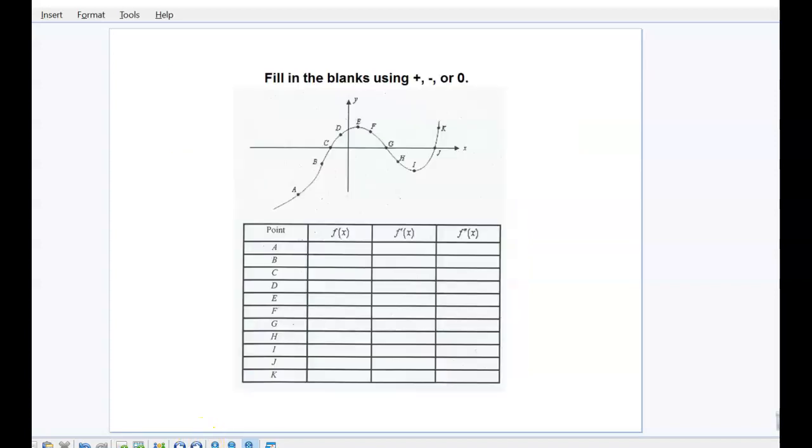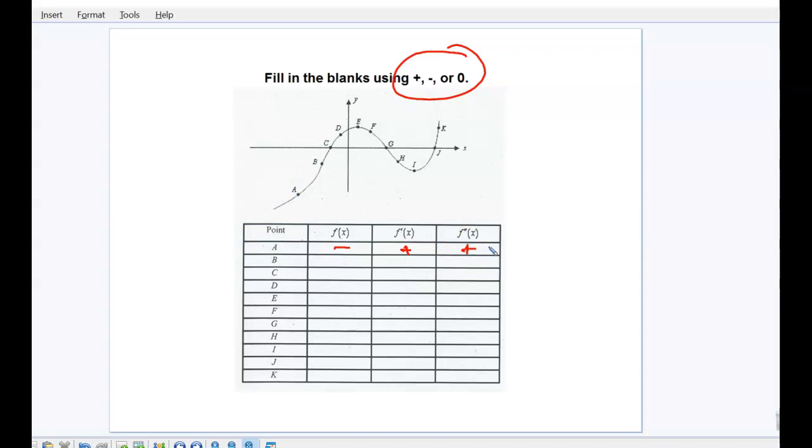Okay, in the last example here, we are given a chart and we're asked to identify at points A if the function, the derivative, and the second derivative is either positive, negative, or 0. So let's take a look. A, the function is below the x-axis, it's negative. If I drew a tangent line there, it would be positive, and it appears to be concave up, so the second derivative would be positive.